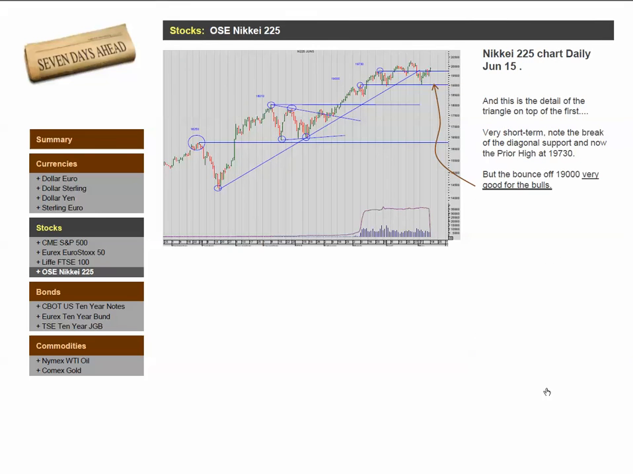If we just move on again, see in the daily chart, less exciting. It actually hasn't gone very far for about a month or so. It's gone sideways, but note that the important support at 19,000 looks very good. Once, twice, three times the market's bounced off it. The market's in good fettle.